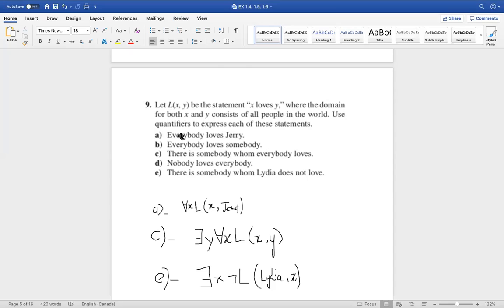So for part A, we say everybody loves Jerry. This is straightforward. x loves y. We know that Jerry is the one being loved, so y becomes Jerry, right? So we just put Jerry in place of y, and then we have this x. We have the domain that both x and y consist of all people in the world. So this statement here, for all x, L(x, Jerry), represents that everybody loves Jerry.